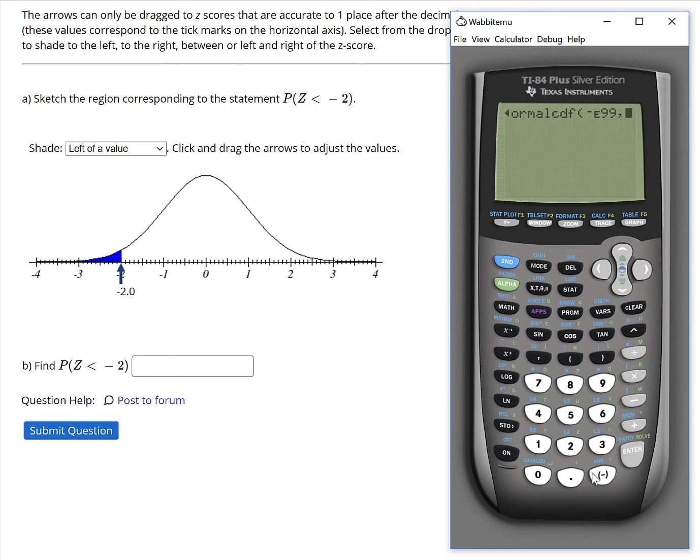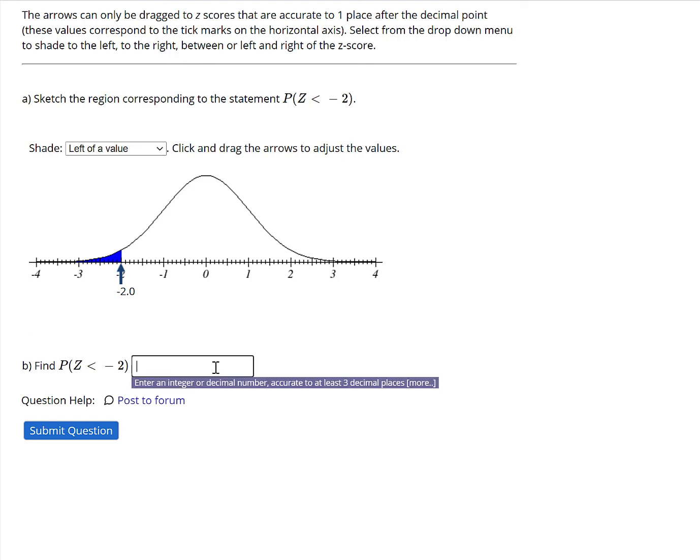Up to -2, that's the end of my shaded region. And you can provide two additional inputs, but since this is based off of z-scores, those would always be 0 and 1 for the mean and standard deviation. That would be the last two inputs, but I'll leave it right there. And it comes up with 0.0228 when we round to 4 decimals.